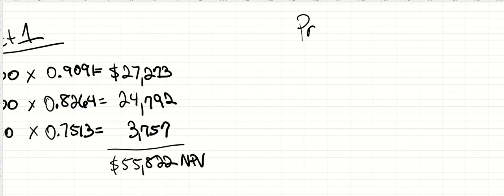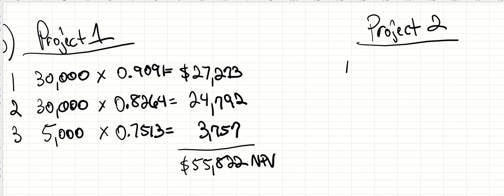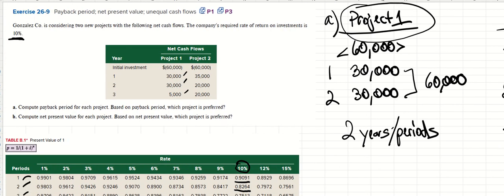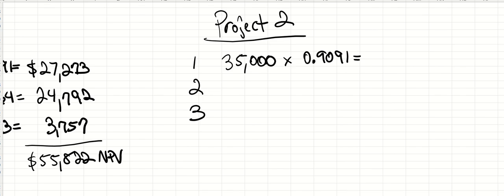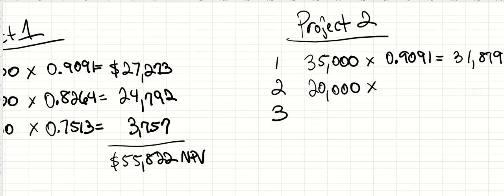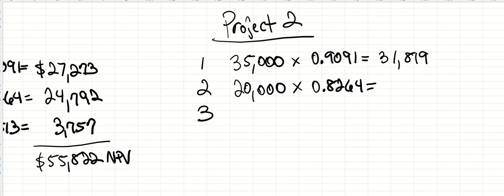Now we go to project 2, and do the same thing, but with project 2's cash flows here. So project 2, the cash flow for year 1 is 35,000. Okay, we're going to multiply by 0.9091. And that's going to give us 31,819. Then for year 2, $20,000. Multiply that by 0.8264. That's our factor for year 2. That comes out to be $16,528.